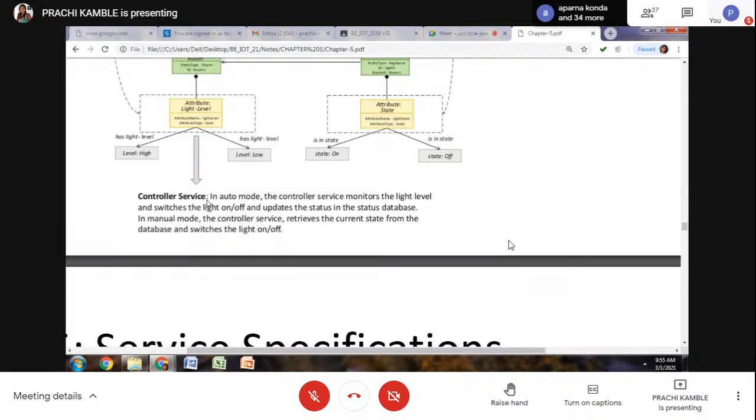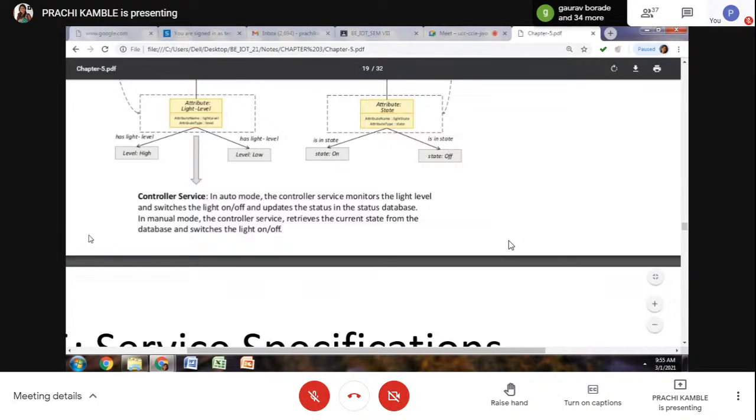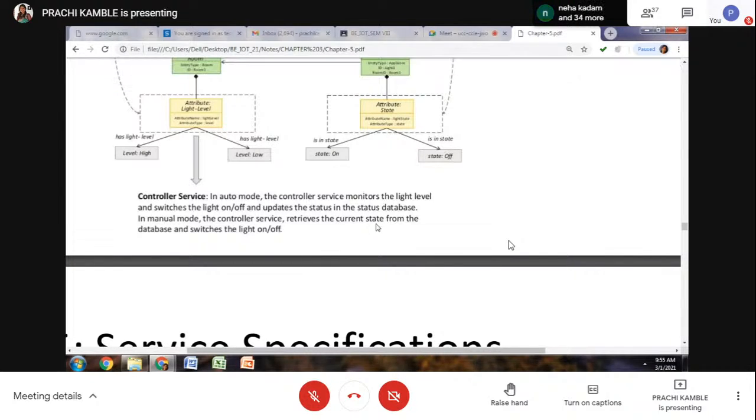So the controller service, it is in auto mode. The controller service monitors the light level and switches the light on and off and updates the status in the status database. In manual mode, the controller service retrieves the current state from the database and switches the light on and off. So if in the current database the state is on, then it switches the light on. If the state is off, then it switches the light off. Okay? So that is the manual mode.